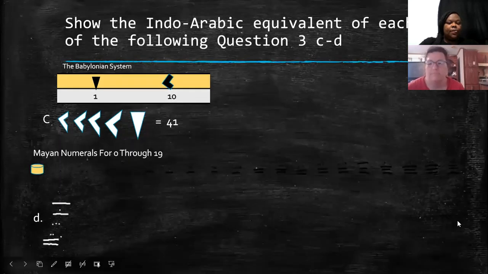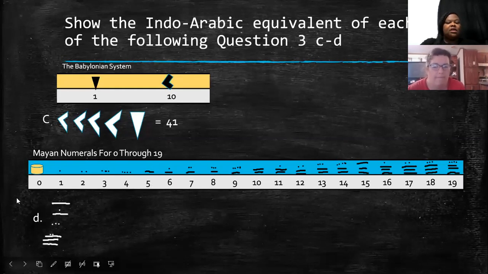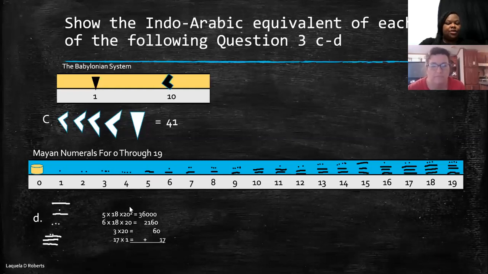Our next one, we're going to do the exact same thing. And they all equal, you know, the lines. A straight line equals 5. Line with the dot equals 6. It just goes on and on and on. So if you do that, you get 5 times 18 times 20 squared equals 36,000. 6 times 18 times 20 equals 2,160. 3 times 20 equals 60. 17 times 1 equals 17. So you add all that up and you get 38,237.